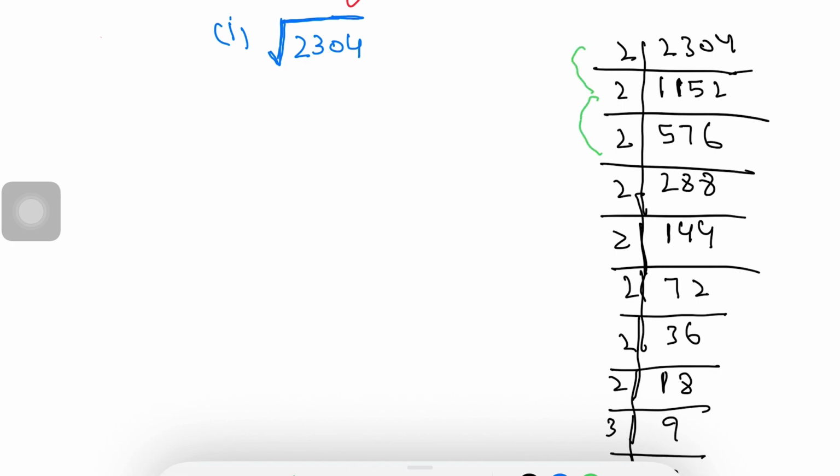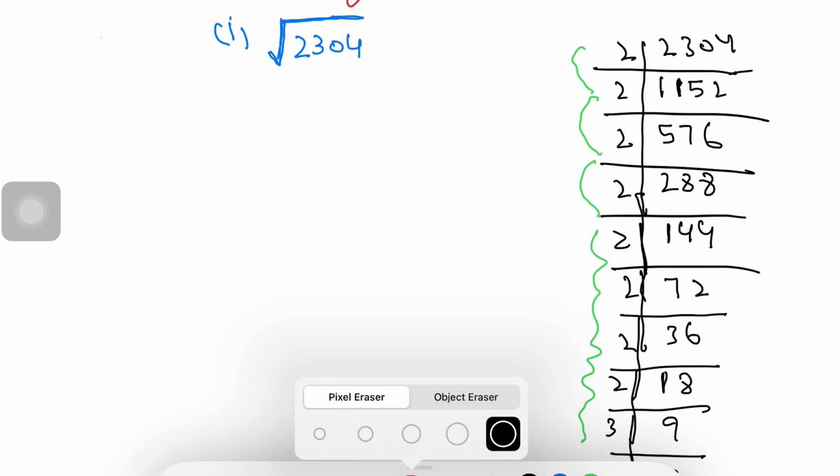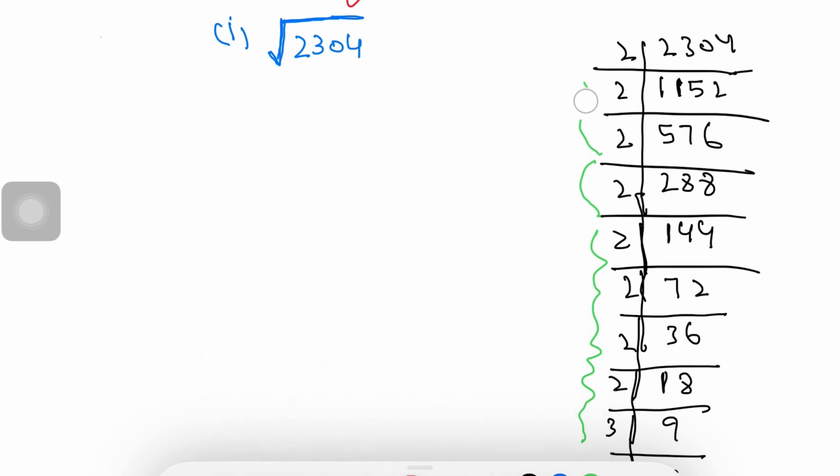These are all the prime factors. So we have given the prime factors by the prime factorization method. So write all these prime factors here.